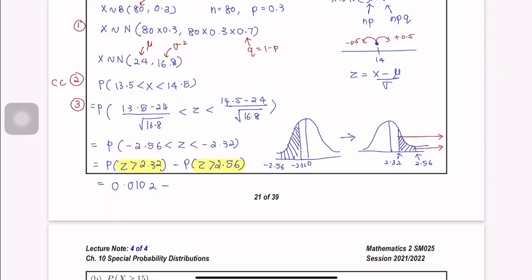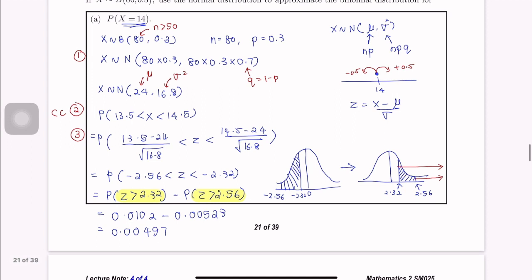0.00523 minus 0.00523, and solve this, we'll get 0.00497. Okay, so let's revise again the steps to solve this question.